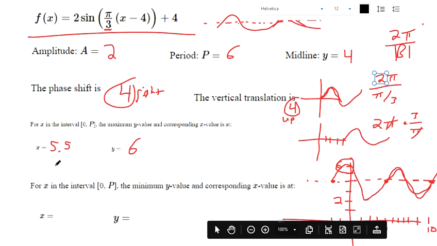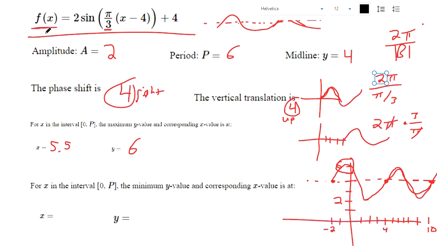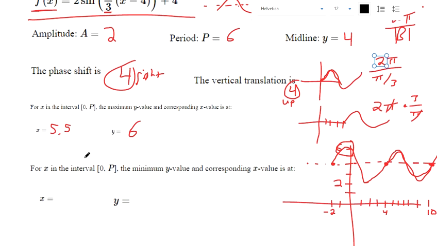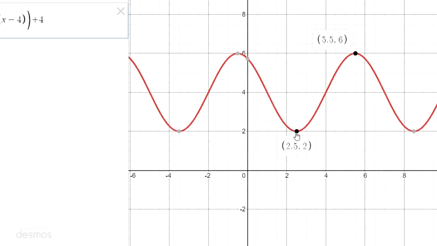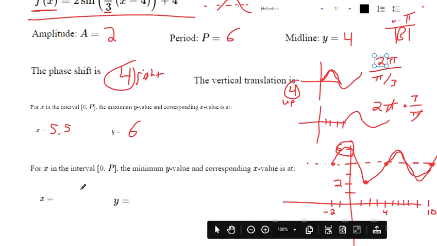If you needed to explain your work on this, you could say we could substitute y equals 6 into the function and solve, and you should get x equals 5.5. Calculators usually give us just the first period of a trig function anyway. For the x interval, same type of thing, the minimum y value. It's somewhere around here, so we can use Desmos to get that exact value. It occurs at x equals 2.5, and that minimum y value is 2.